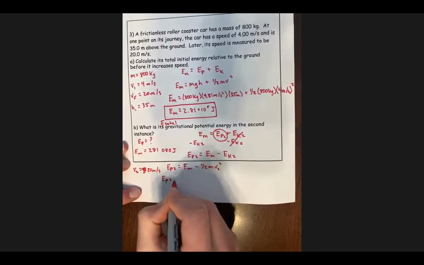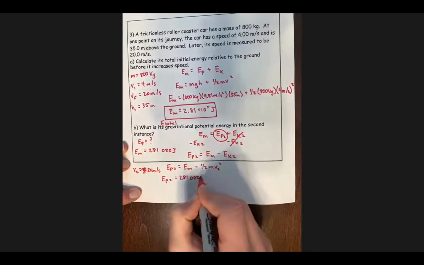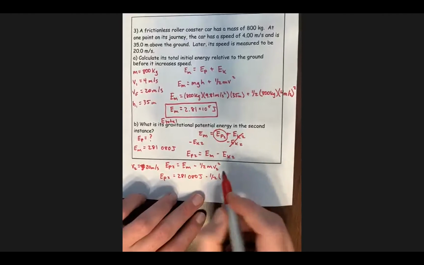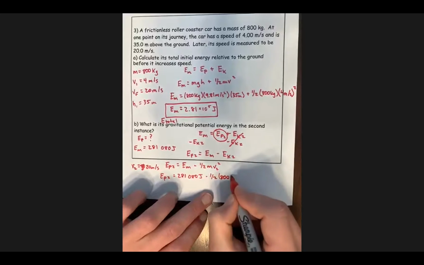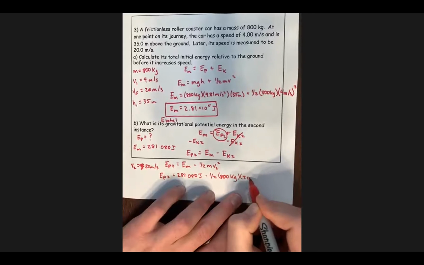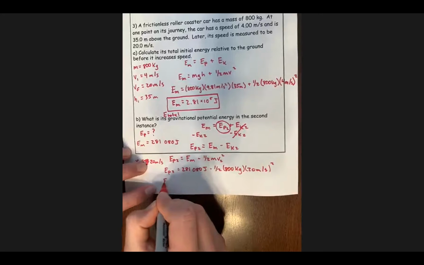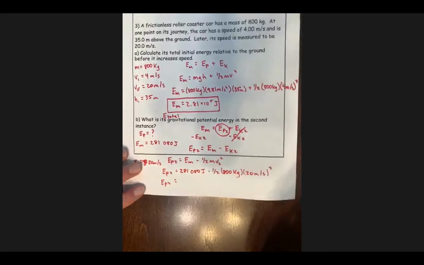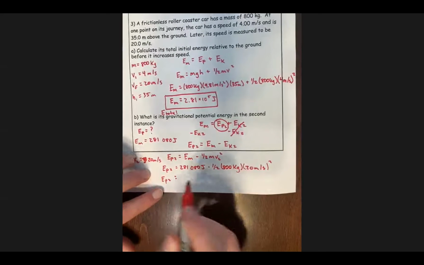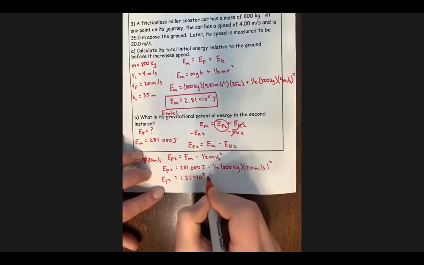So EP2 is equal to our mechanical energy, so 281,080 joules, minus 1 over 2 times the mass of 800 kilograms times the velocity at point 2, which is 20 meters per second, squared. And if we punch that into our calculator, we will get a potential energy at point 2 of 1.21 times 10 to the 5 joules.